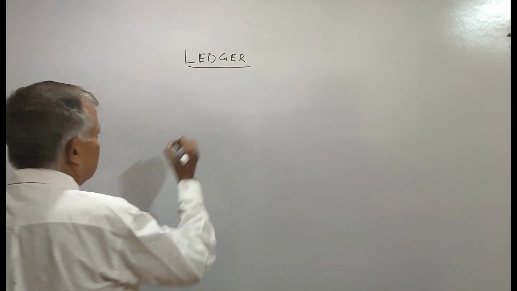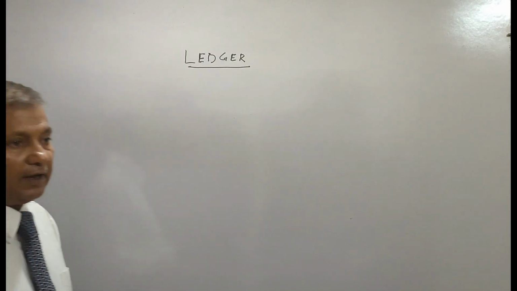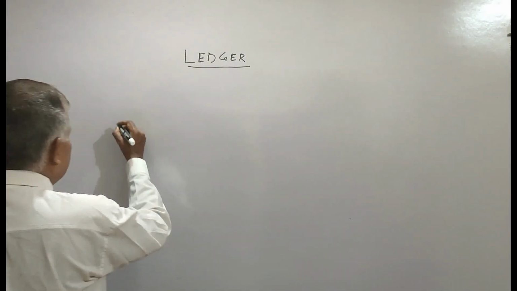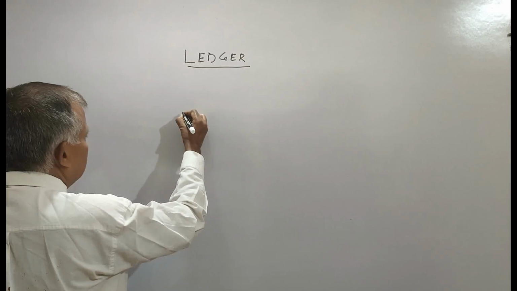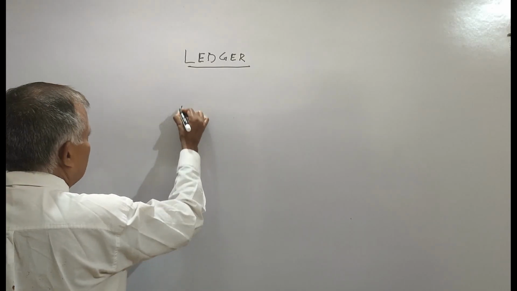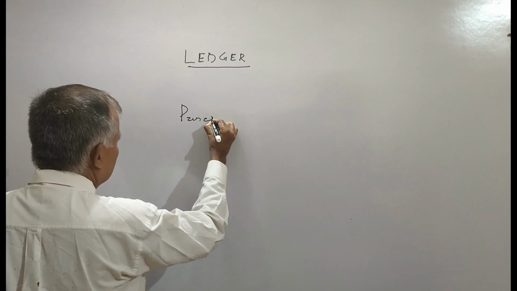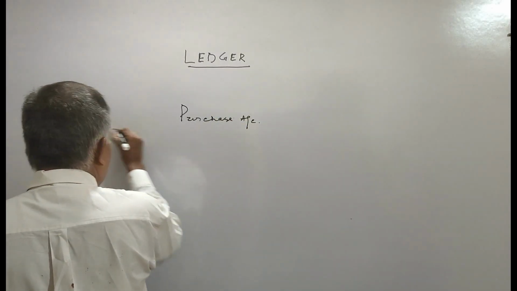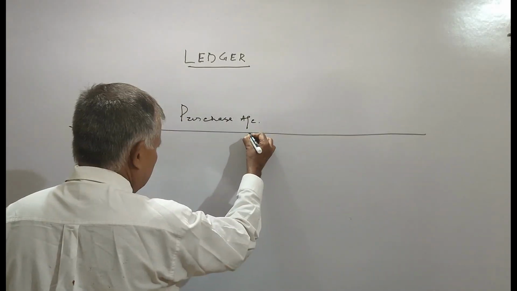In the ledger, we generally prepare your cash account and bank account. We also prepare the purchase, sales, all the accounts that are coming in the journal. All the accounts are prepared in the ledger. So let us see, friends. Suppose I am going to start with a purchase account or sales account, whatever the case may be.